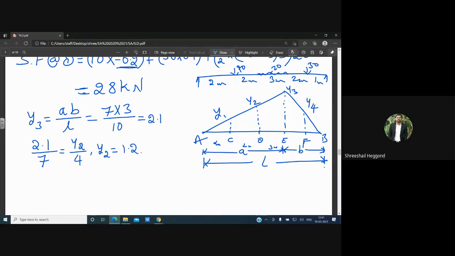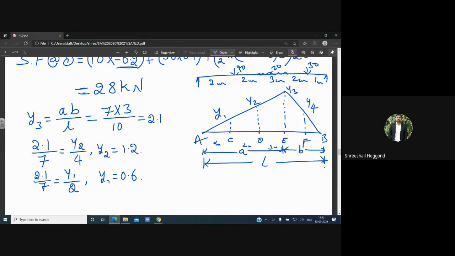Similarly, 2.1 divided by 7 is equal to y1 divided by the remaining distance for the y1 triangle, which is 2 meter. Therefore, y1 is equal to 0.6. You can write it as half of the previous value. Y1 and Y2 ordinates are done, Y3 is done. Next, Y4 is remaining.